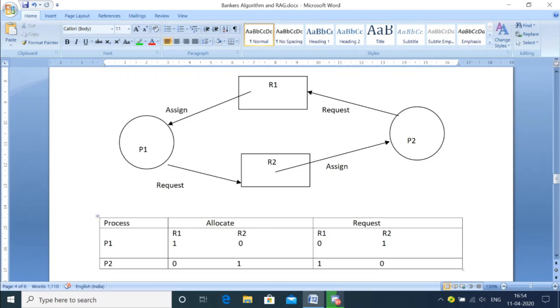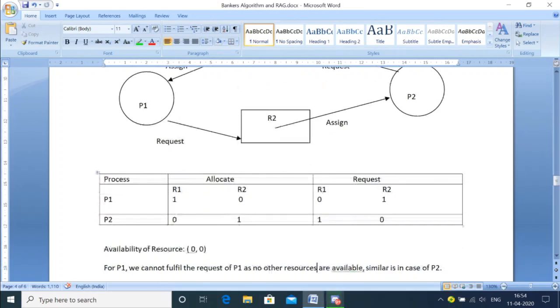Then what about P2? P2 is requesting whom? R1. So P2 is requesting R1, and P2 for R2 is 0. Okay. Now will we be able to satisfy the problem or not?